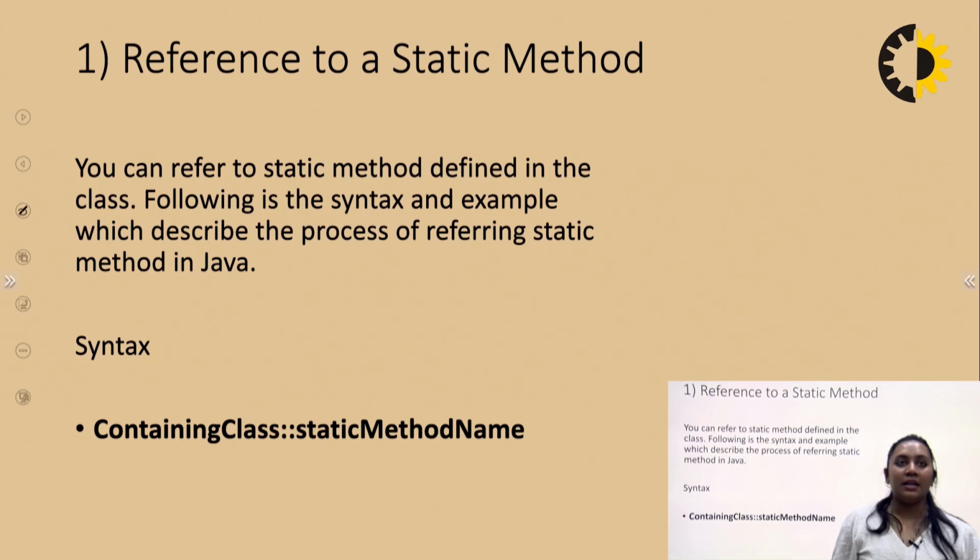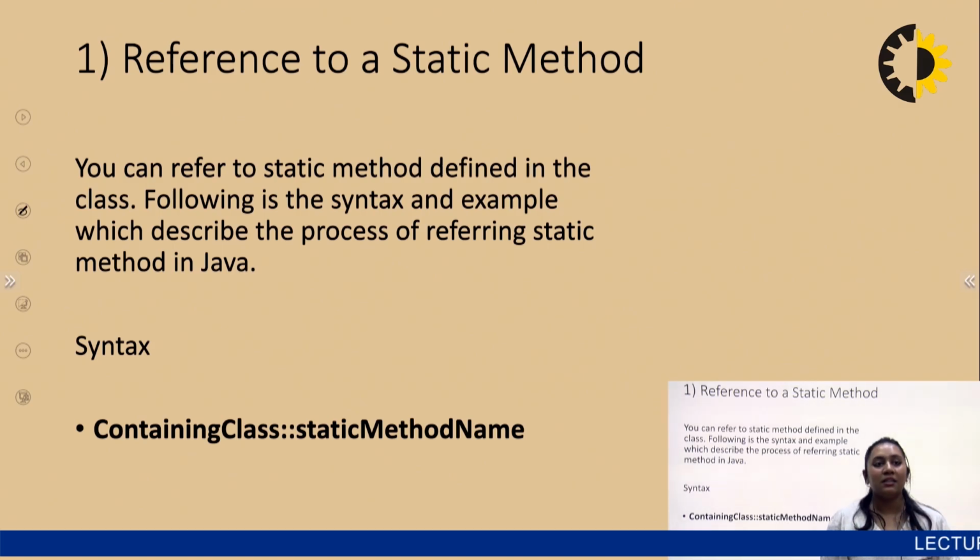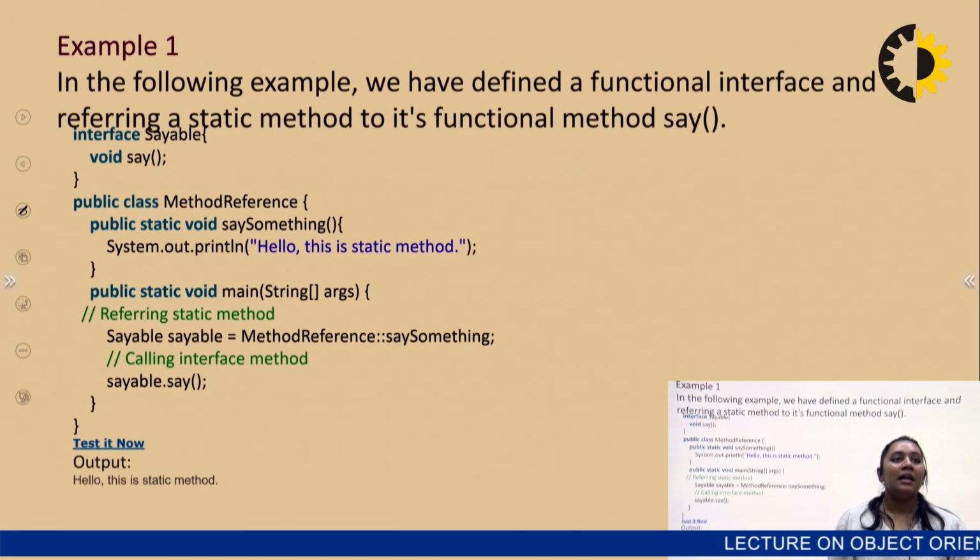For the types of references, we have the static methods, we have the instance method, we have the references to the constructor, right? If I am talking about the reference to a static method, it is a method defined in a class. That is the syntax: the class containing the static method needs to be implemented.